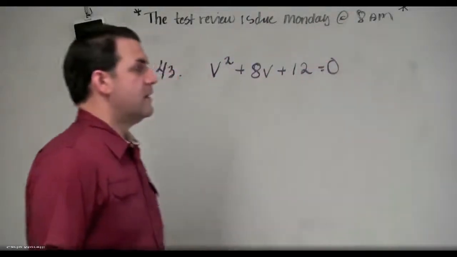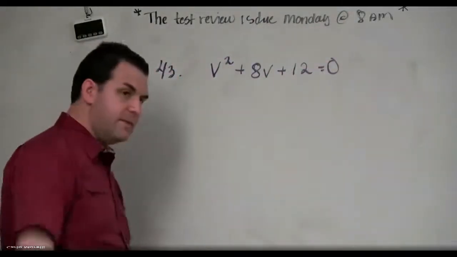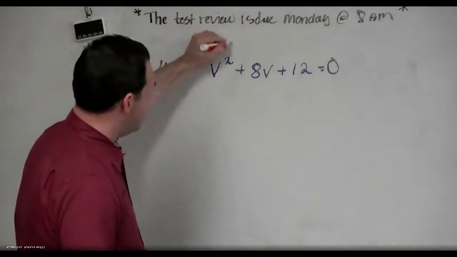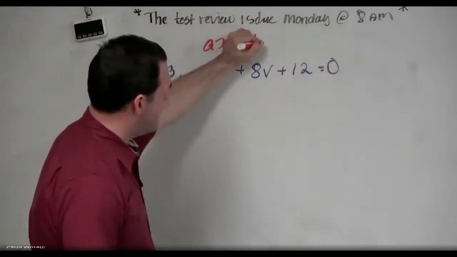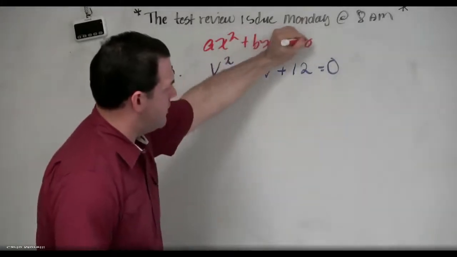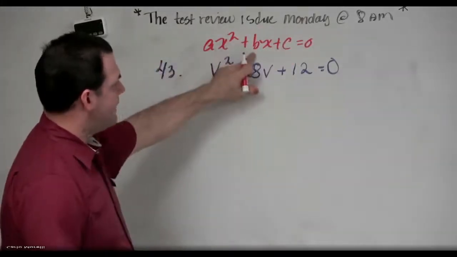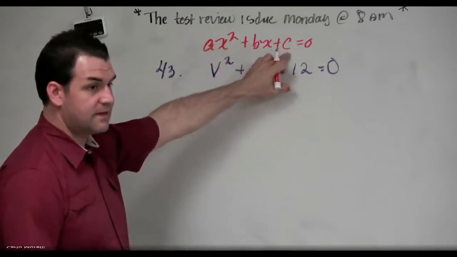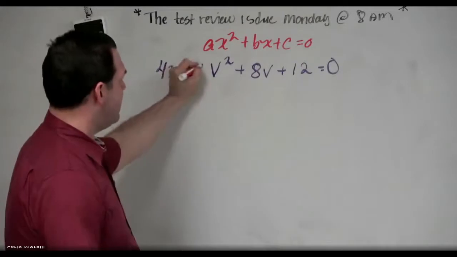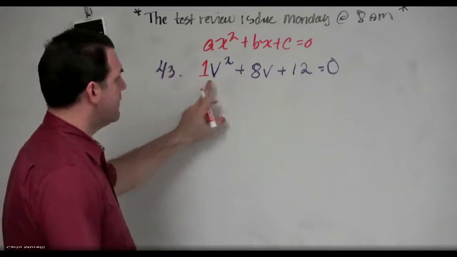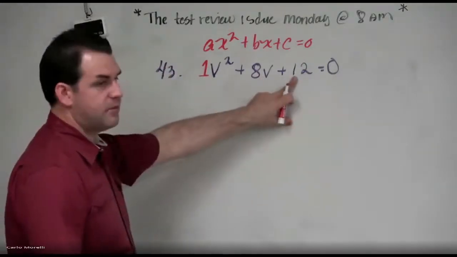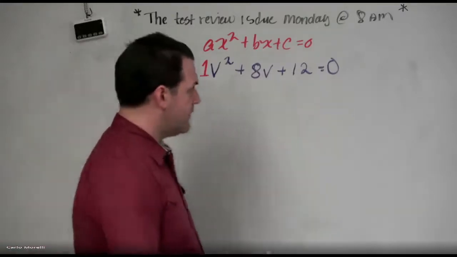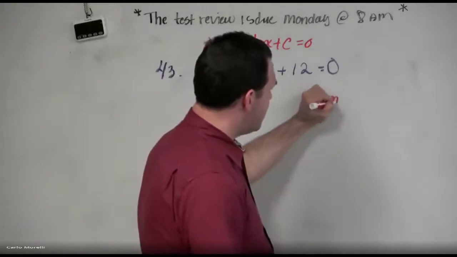So yeah, first let's identify A, B, and C. Remember, the standard form of a quadratic is ax squared plus bx plus c equals 0, where we refer to a and b as coefficients of these two variables here, and then c is called the constant. So a in this problem is 1, b is positive 8, and c is positive 12. Okay? So step 1, you need to determine what the master product is.